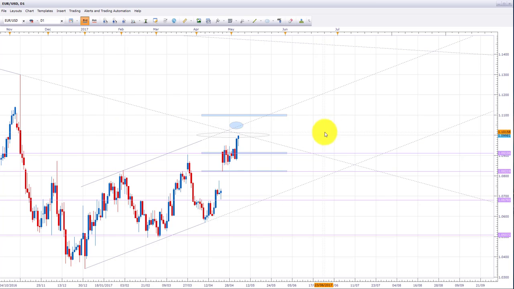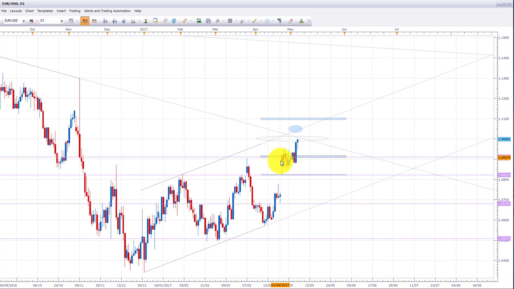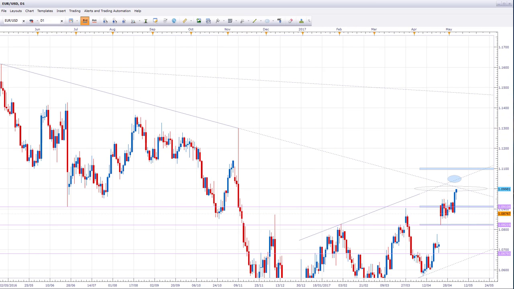Euro US dollar. We were seeing it accumulate under resistance here. It did break through, and we were looking to the upside for this downward sloping trend line here. Possibly even a retest of this upward sloping channel line. However, it would need to break through this pretty major trend line. Let's see.